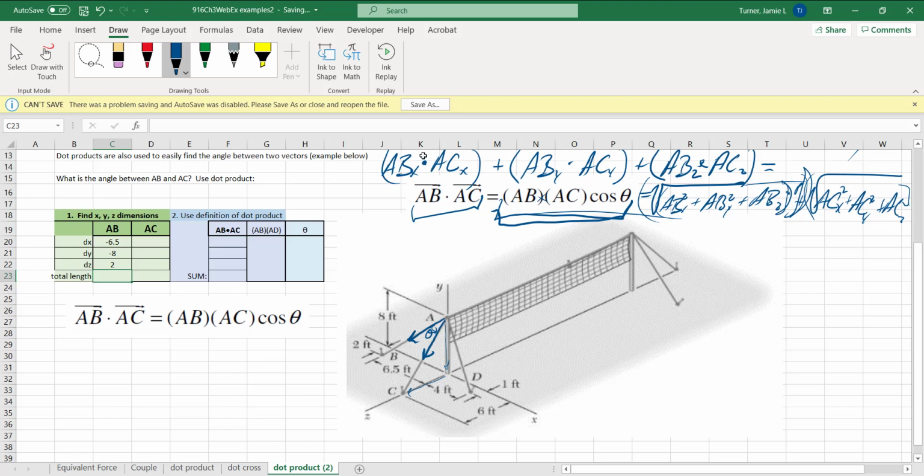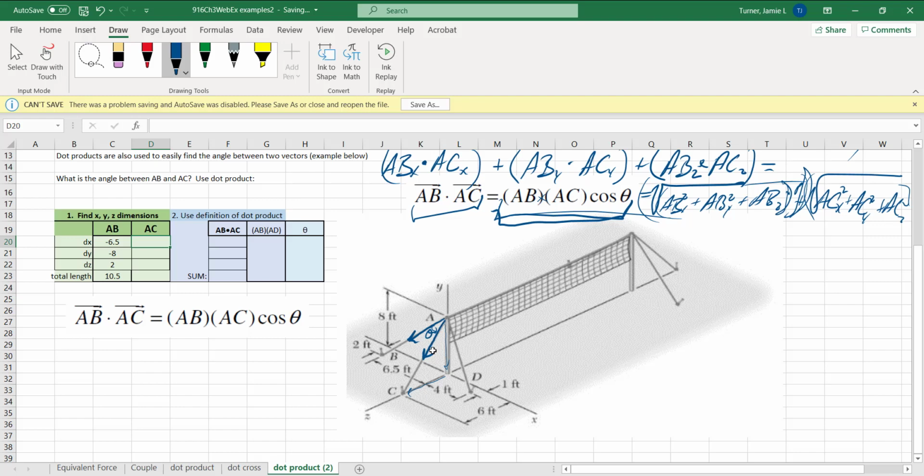And we don't just need x times x, y times y. We're also going to need the total length of this thing. So let's go ahead and get the length. So square root of dx squared plus dy squared plus dz squared. Okay, so now we have AB broken into XYZ components and the total length.